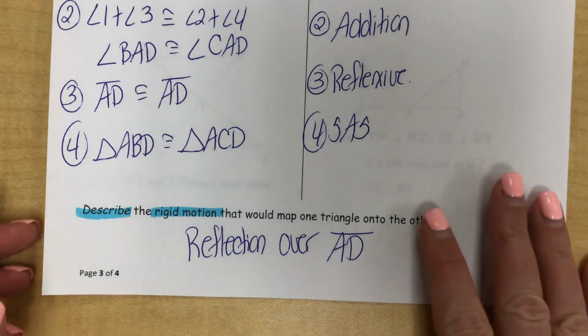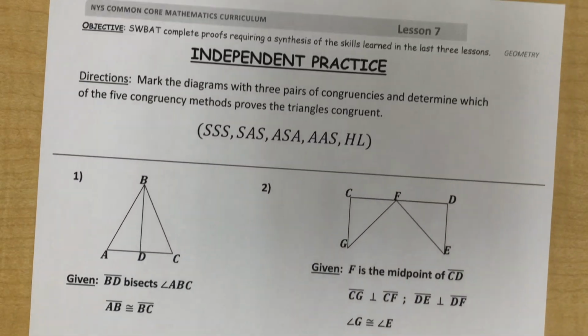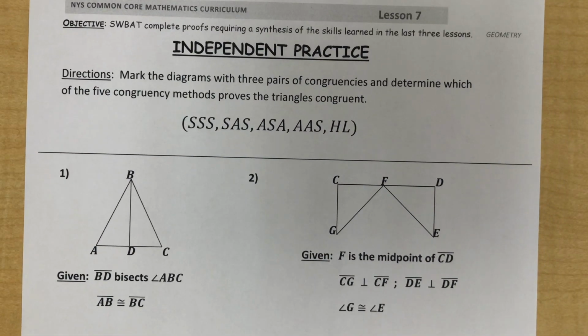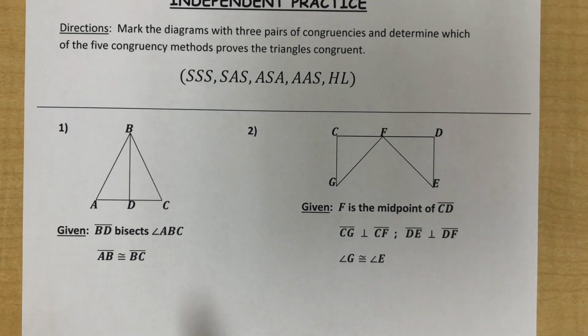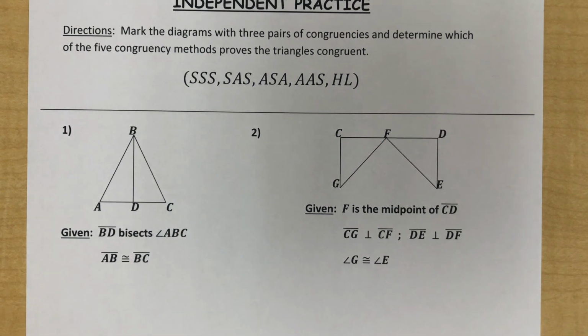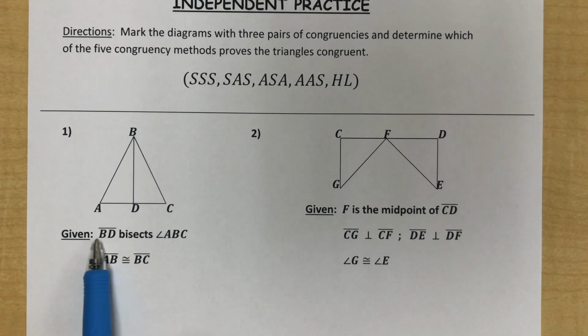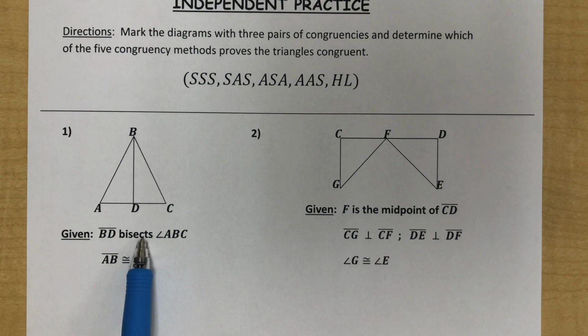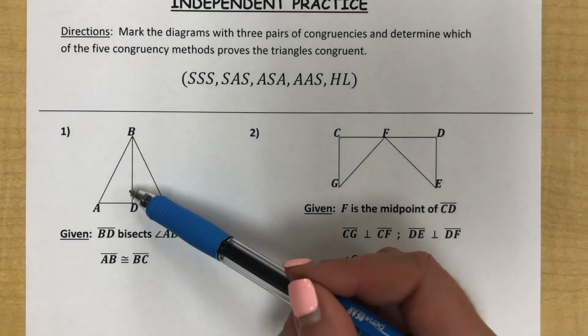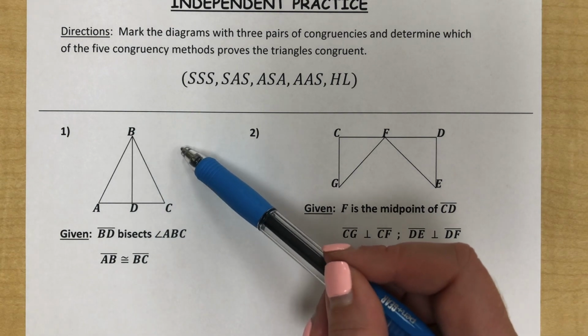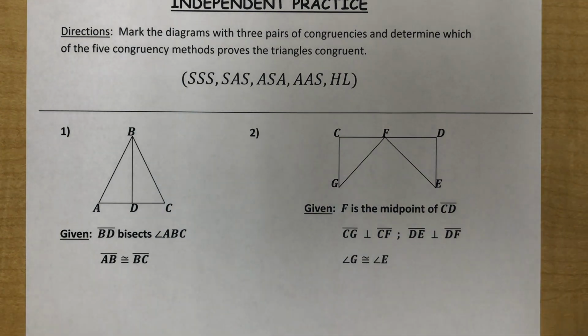All right. The homework is for you to do on your own. It's the last page. Make sure that you are showing all of your work. Do not just write, oh, this looks like it's going to be side, side, side. Absolutely not. They're giving you information that you're going to use to mark the diagram. And just like always, based on the markings, you're going to decide what the proof would have been. All right, good luck. If you need us, send us an email.